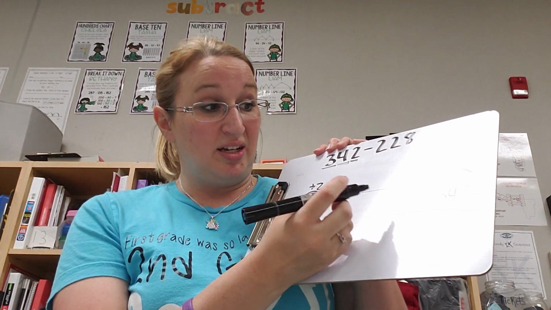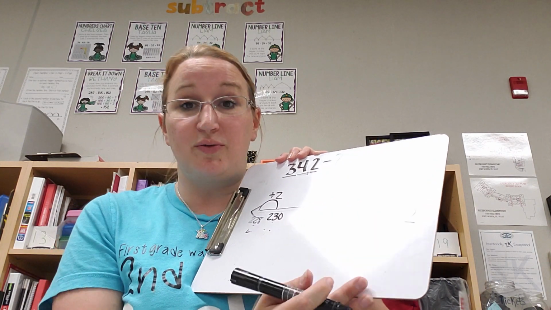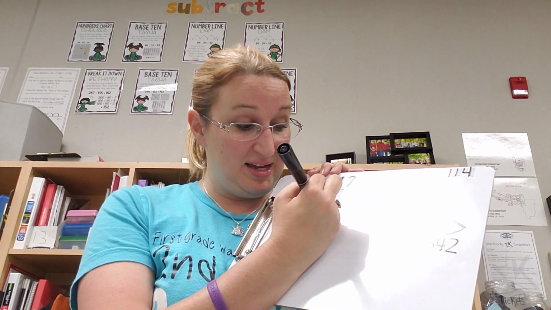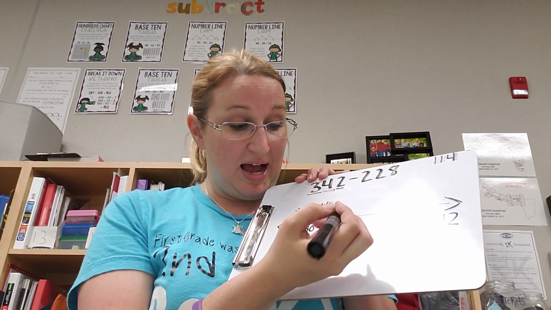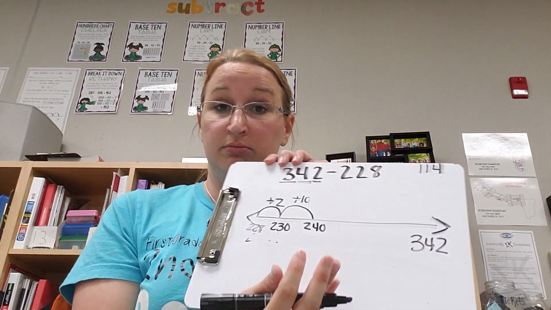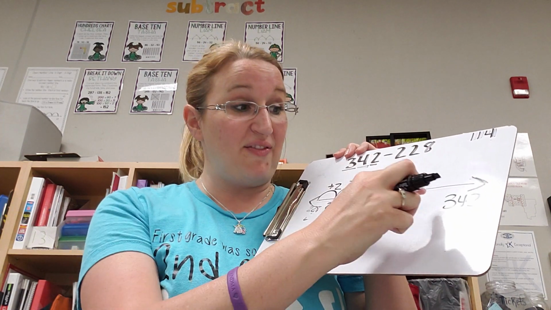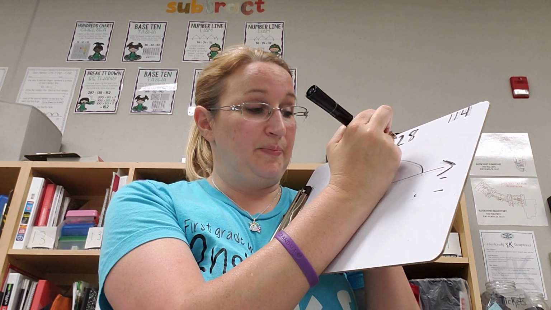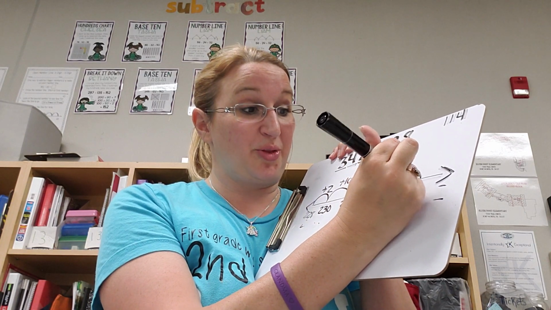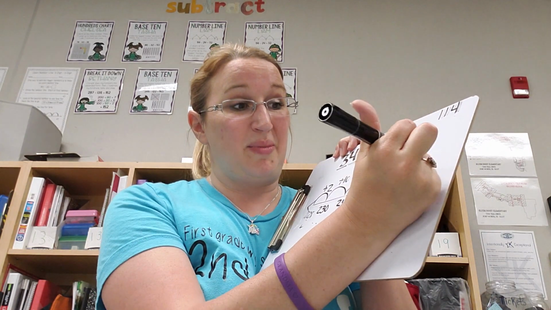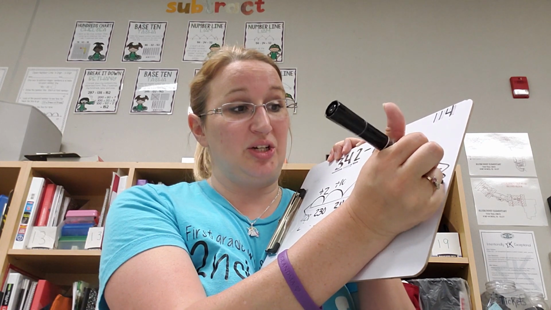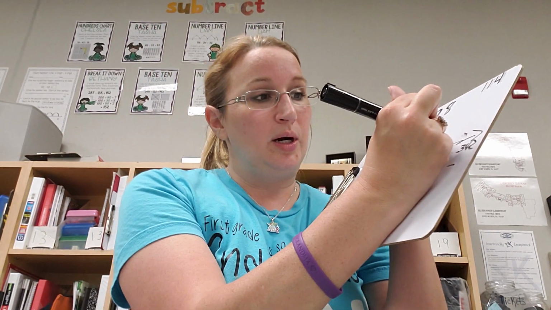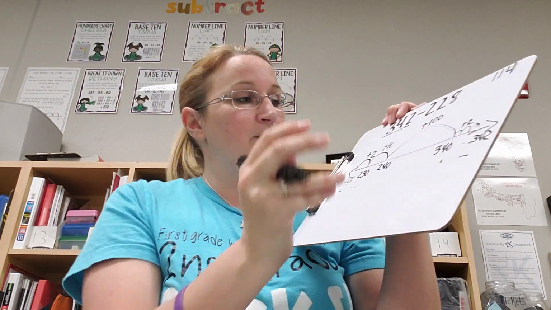So now I need to get to 342. Well, I know if I add 230 plus a 10, I will get to 240. I'm getting there. Now if I add 100, got a big jump of 100, I'll get to 340. Now remember, my stopping point is that 342. I'm at 340. I just need to add 2 more ones. That's it. 1, 2. And I'm at 342.